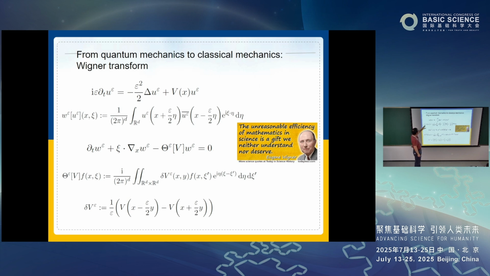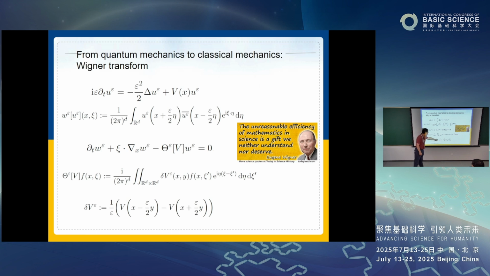And then it's very easy to derive. Suppose you solve the Schrodinger equation, then W solves this so-called Wigner equation. Well, this free transport part, the Laplacian, gives you this linear transport, right? So it's transported with velocity psi. And then you have a scattering term that comes from this potential term, which is actually a pseudo differential operator.